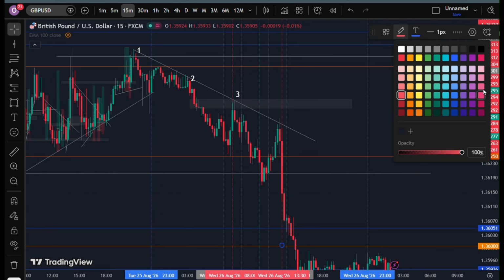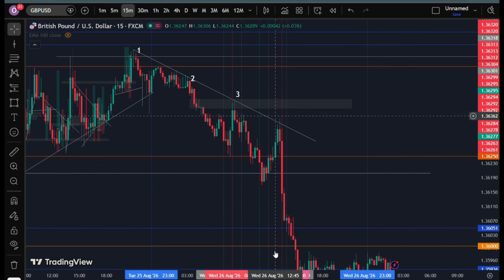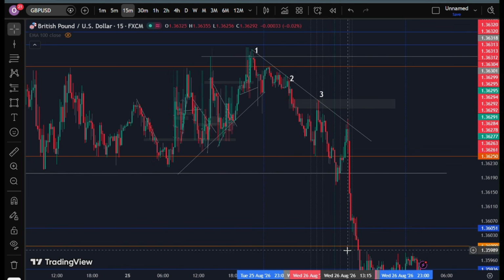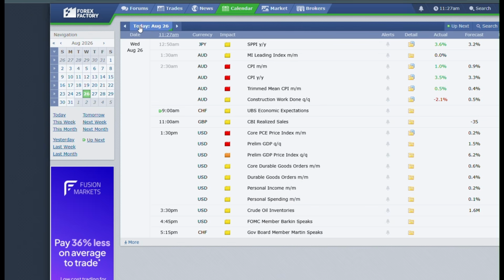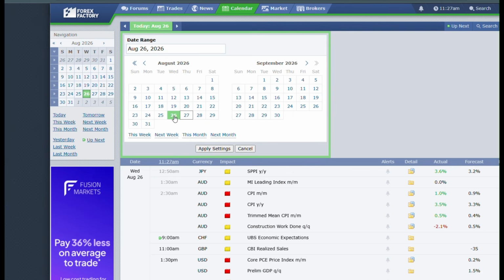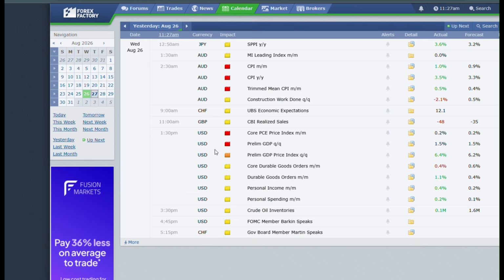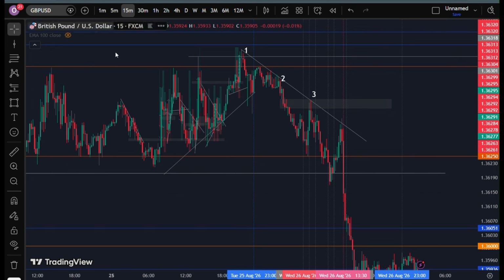That's why you saw this huge crash to the downside. This was where we had volatility today. Here we had very tiny volatility. Let's come here so we can see where we had this news. August 26th, yes. So right at 1:30, we had core PCE and GDP data. So we had very good news today.